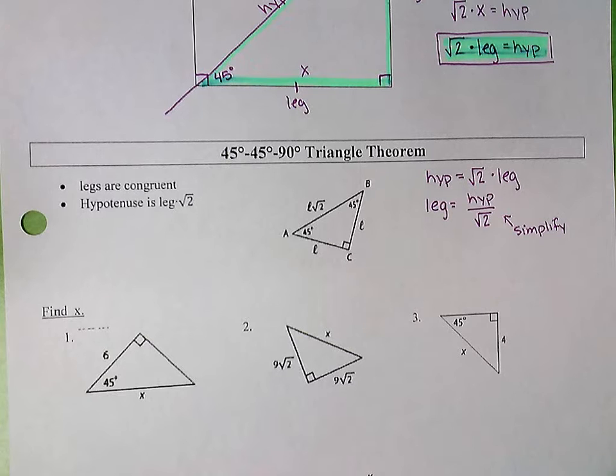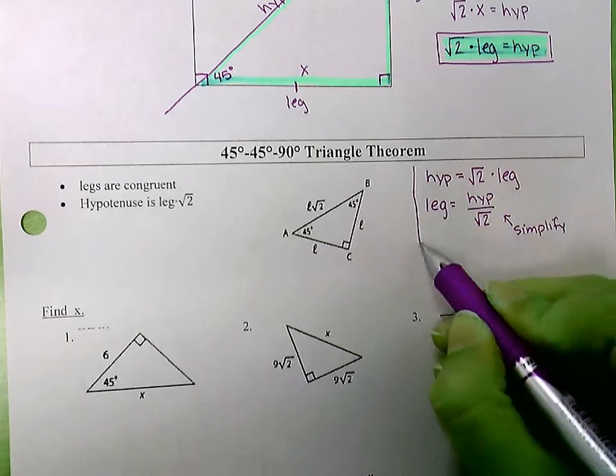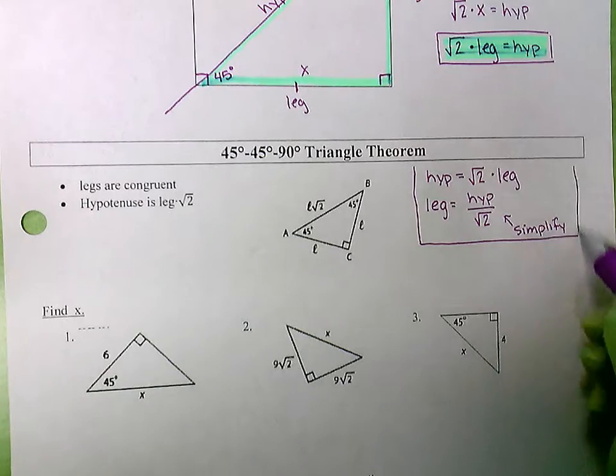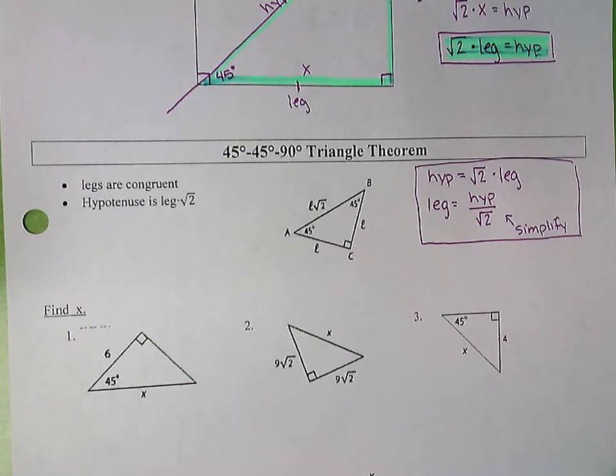So, if you do end up solving for a leg and it's over the square root of 2, you need to simplify that. You cannot have a square root in your denominator. Okay, and I'll show you how to do that when we have a problem like that. Okay, so here are your rules. Box them, do whatever you need to do so you know where they are, that you can look back at them. Those are your equations or your rules that you're going to use.